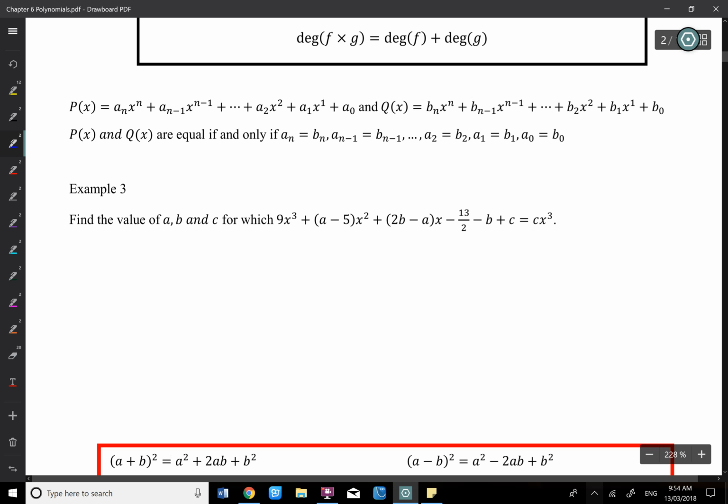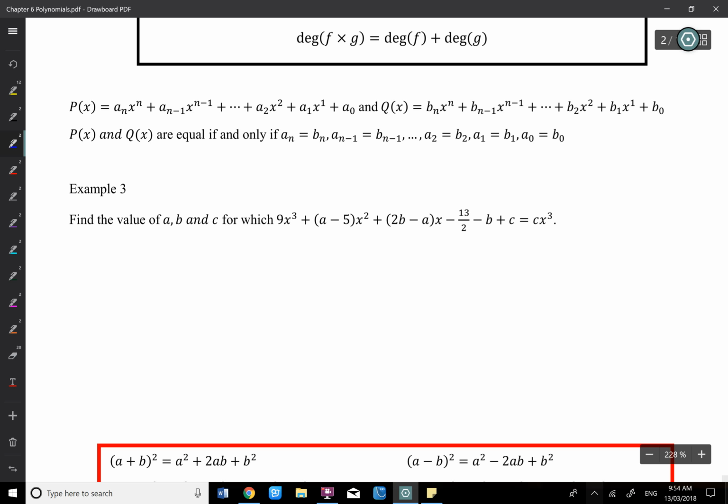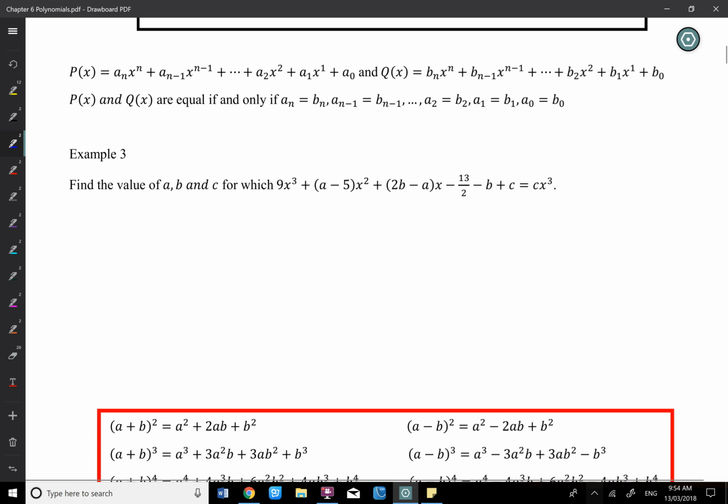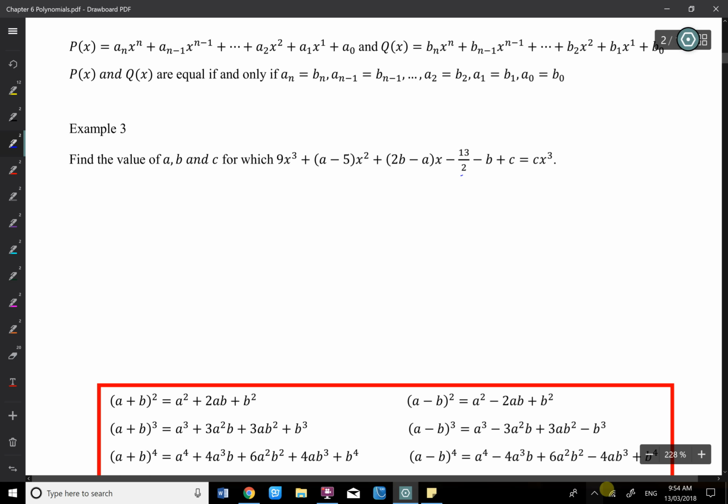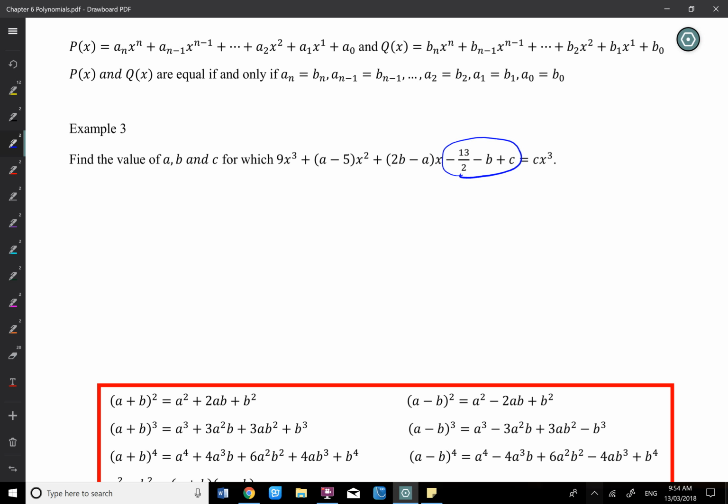If you have two polynomials and you want them to be equal to each other, you need the coefficient of the same power term to be the same. So if you have x to the power 4 and x to the power 4, you need the coefficient of x to the power 4 to be the same. Let's have a look at example 3 here. I have 9x to the power 3, and then x to the power 2, and x, and a constant. This is the constant. It equals cx to the power 3.